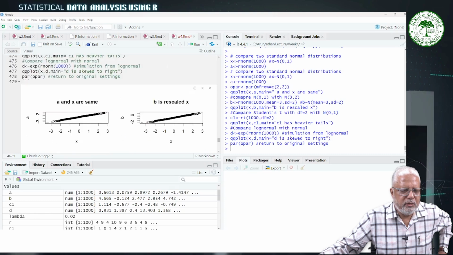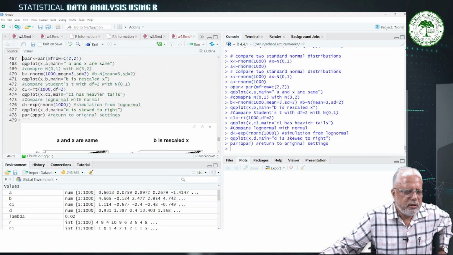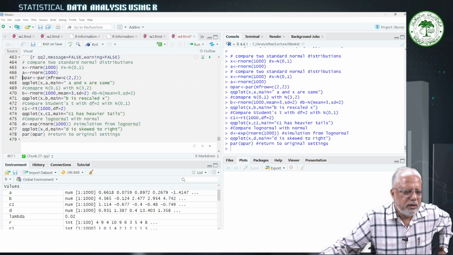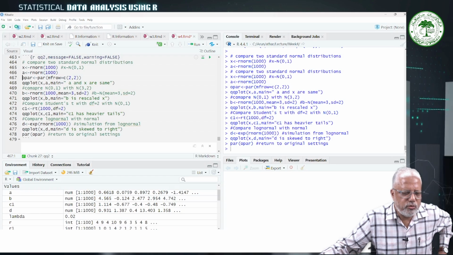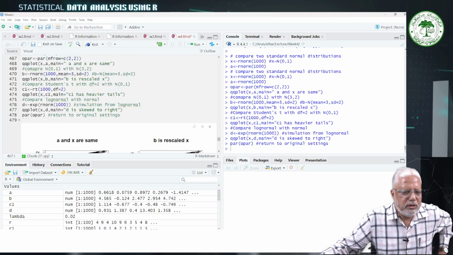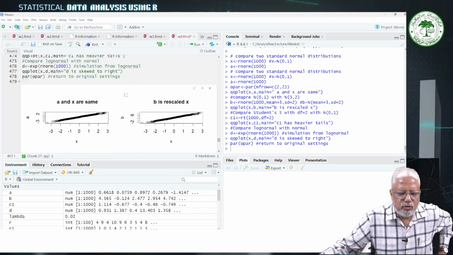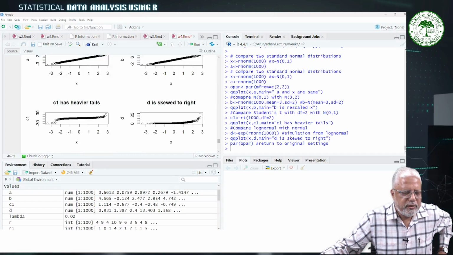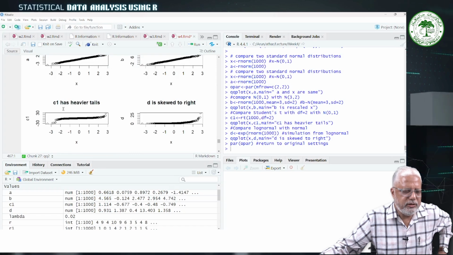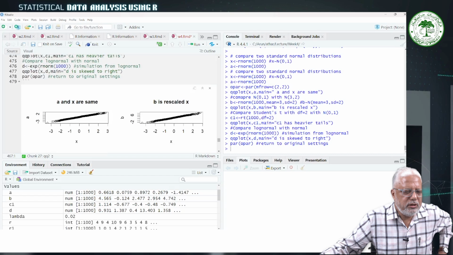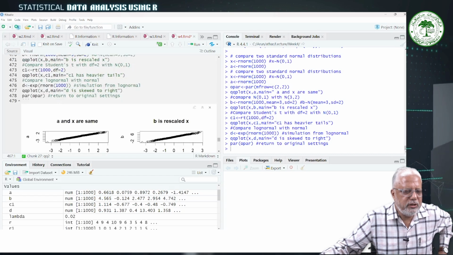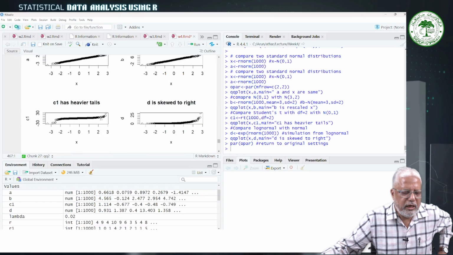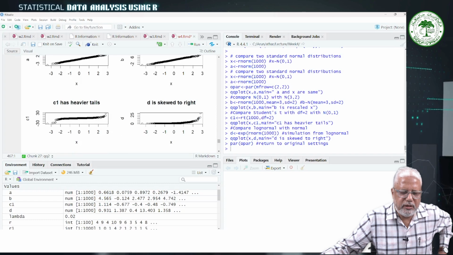B is nothing but a normal distribution with mean equal to 3 and SD equal to 2. So here it is again satisfied. But C1 has heavier tails. C1 is from the T distribution with 2 degrees of freedom, so it has heavier tails. So in the tails they are differing.